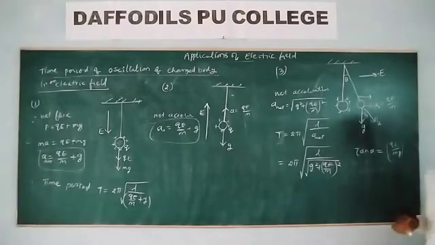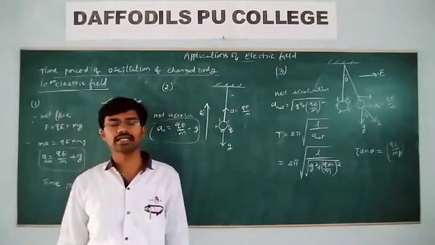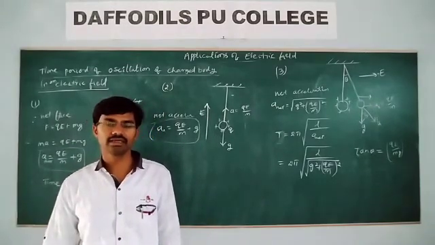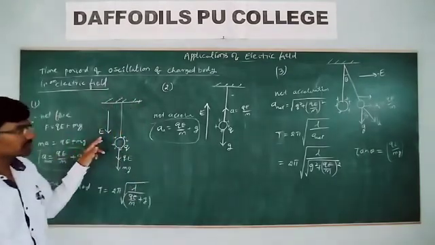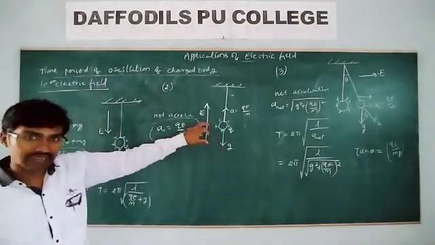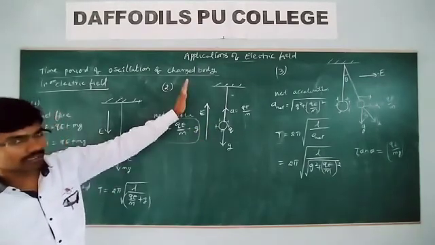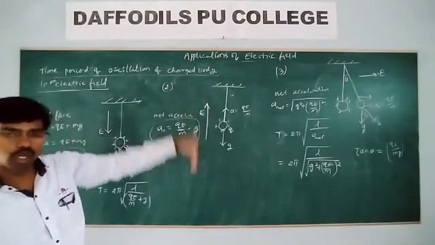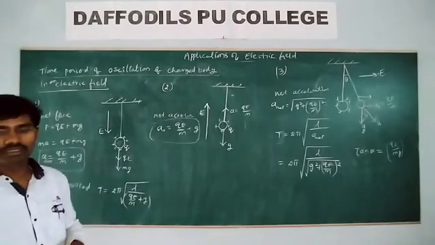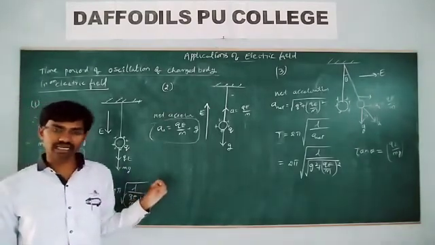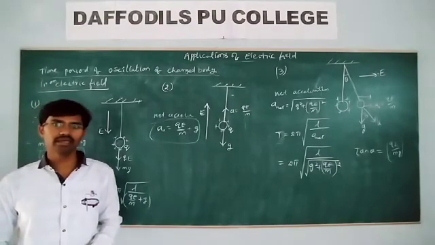This is the time period of oscillations of a charged particle when it is placed in an electric field, depending upon the direction of the electric field and depending upon the charge. If it is a negative charge, and the electric field is in the upward direction, then what will be the direction of the force? Downward direction. Is it okay? So based on that we will get the resultant acceleration, so that we will get the time period of the charged particle in an electric field.